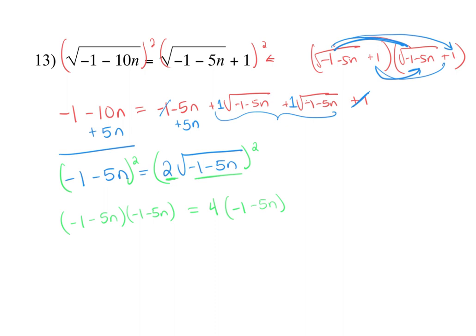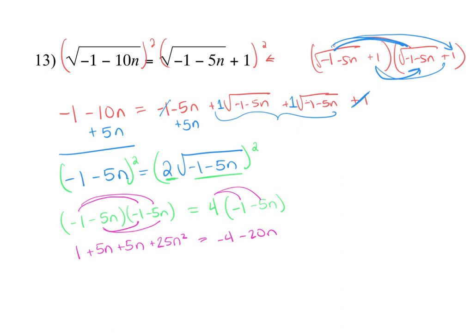On the left-hand side, I'm going to FOIL. So I have -1 times 1, right? Gives me 1. I have -1 times -5n. I have -5n times -1. And I have -5n times -5n. Okay? On the right-hand side, I'm just distributing. So 4 times -1, 4 times -5n. Okay? Once again, I have a square.